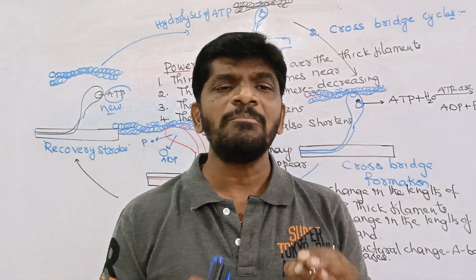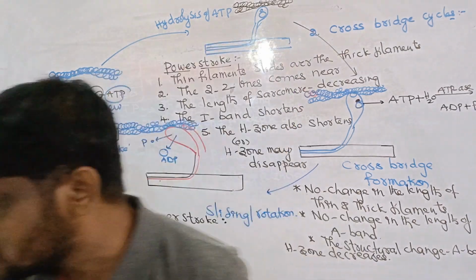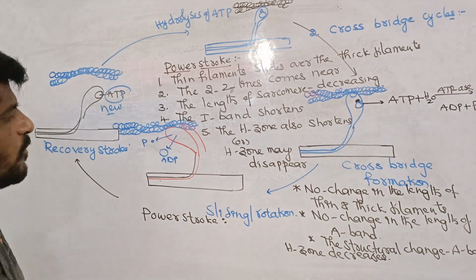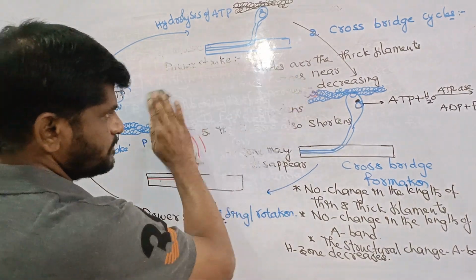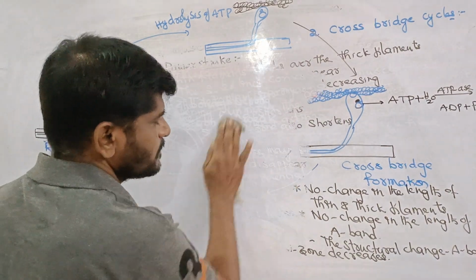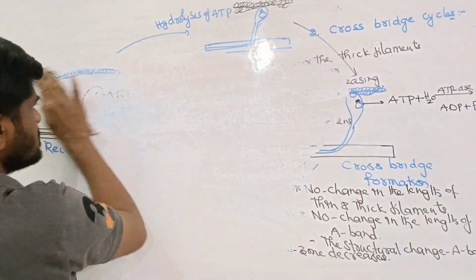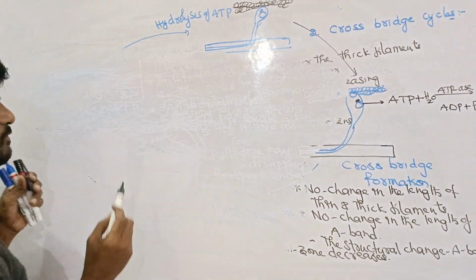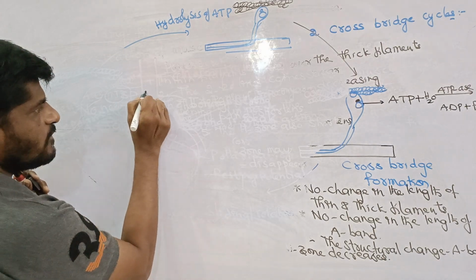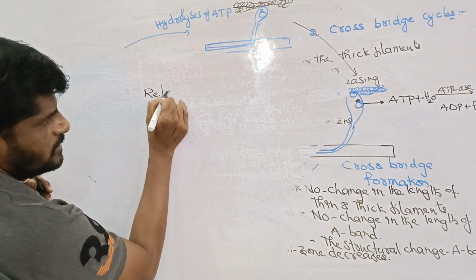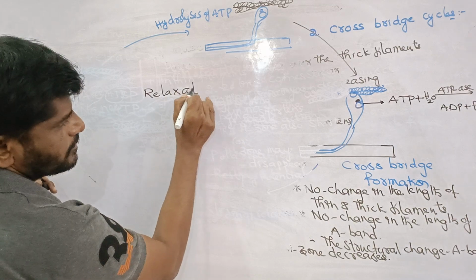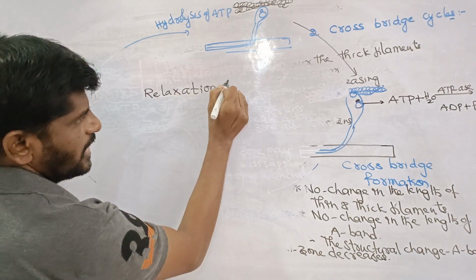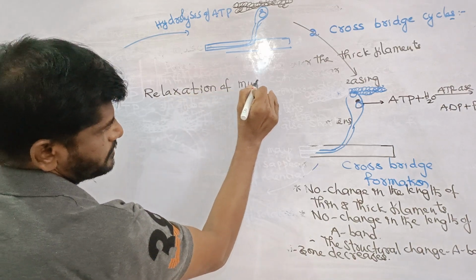And the last one is muscle relaxation. What is the reason for the relaxation of the muscle? The reason is when the nerve stops stimulating the sarcolemma. The last event is the relaxation of the muscle. It is very important. Relaxation of muscle.